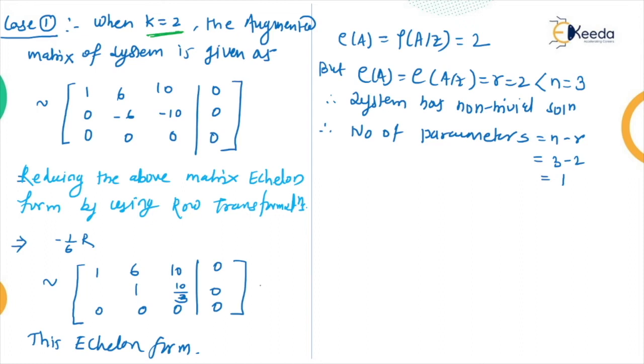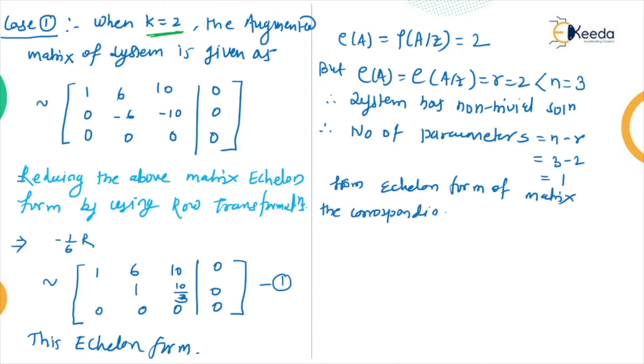From the echelon form of a matrix, we call this equation number 1. What is the corresponding system of equations? How to write this? It is y plus 10 divided by 3 into z, and that is equal to 0.